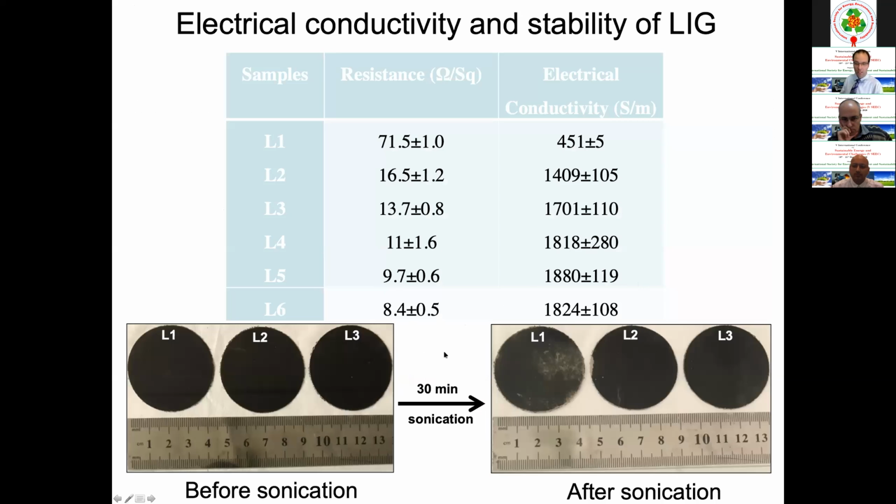And so this multiple lased graphene is also more stable. So you can see here after sonication, the graphene, because it's kind of brittle, when you sonicate it, it can be removed from the surface. You can see this first lasing. But the multiply lased graphene is more stable, so you don't get so much graphene removed. You can also see that as you lase more, the electrical conductivity goes up. So it's a way to increase the quality of the graphene.